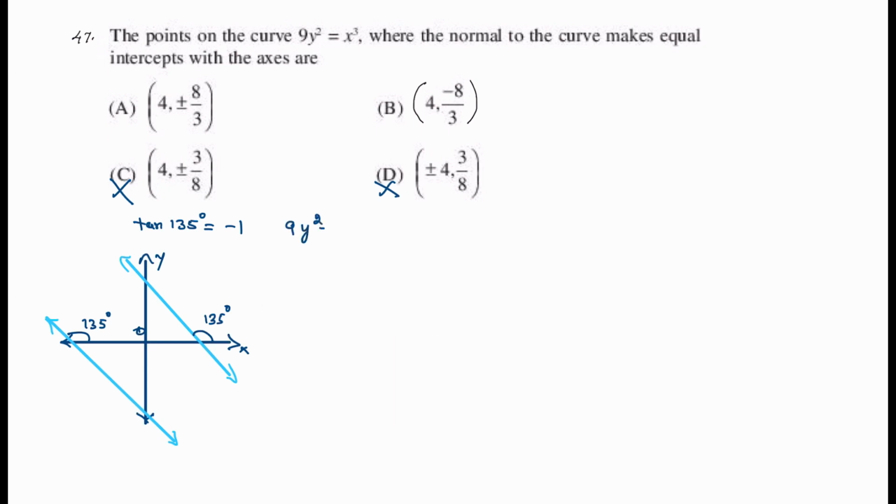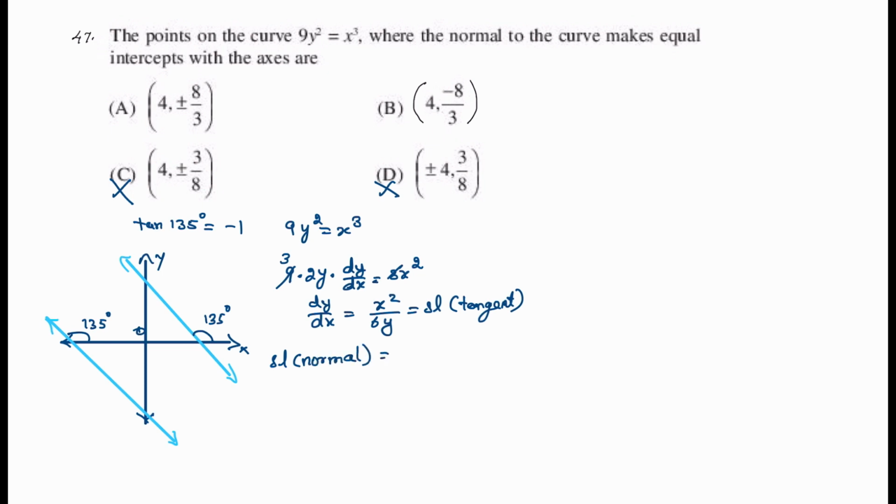The curve equation is 9y square equal to x cube. We will differentiate this equation. 9 times 2y times dy by dx is equal to 3x square. Dy upon dx is x square upon 6y. This is slope of the tangent. We will find slope of the normal, negative of its reciprocal, using the formula m1 times m2 is minus 1. And slope of the normal is minus 1. We will solve this equation. We get y equal to x square upon 6.